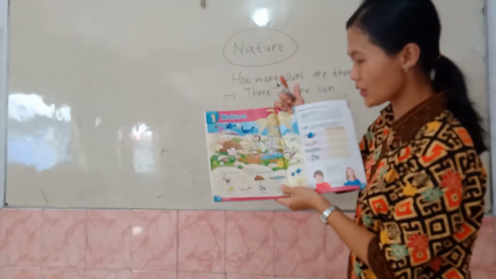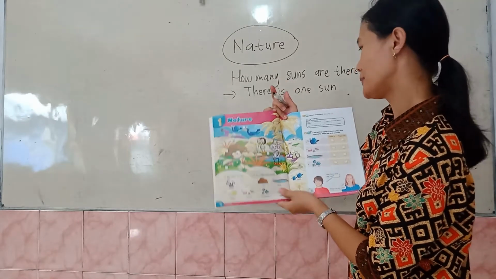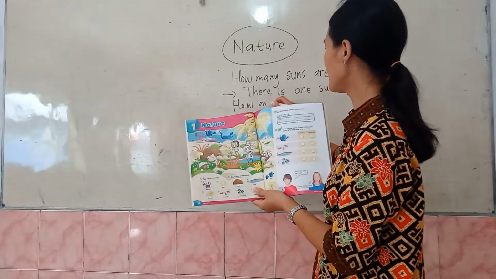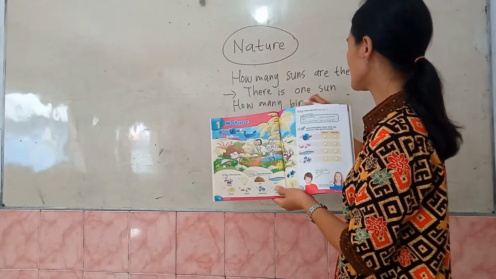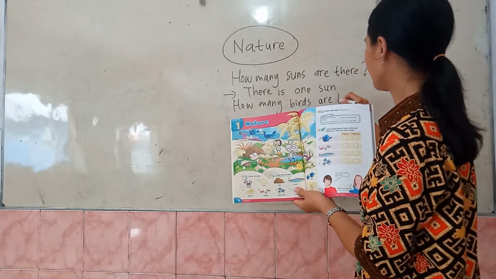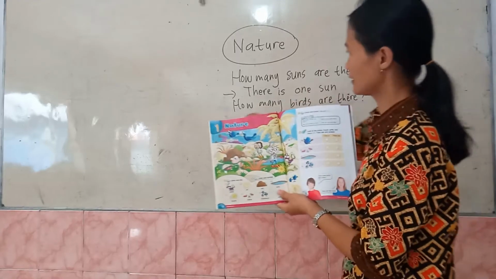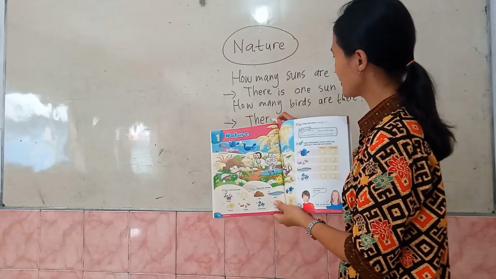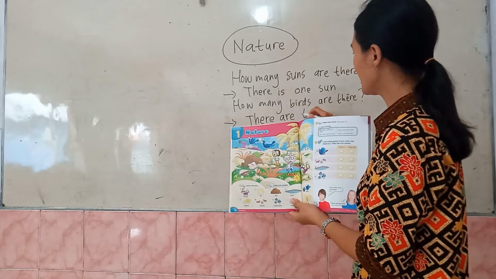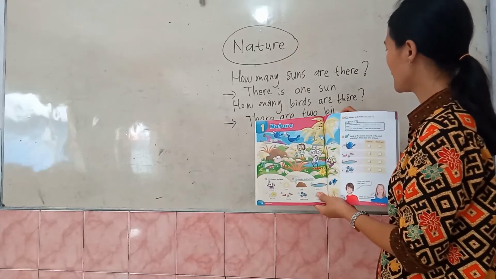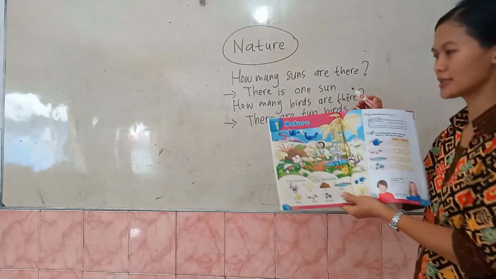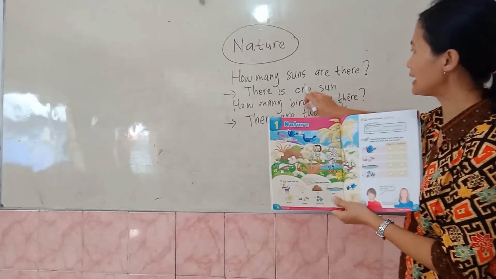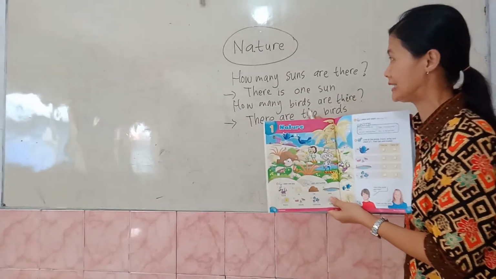Okay, and how many birds? How many birds are there? More than one. So we answer there are two birds.